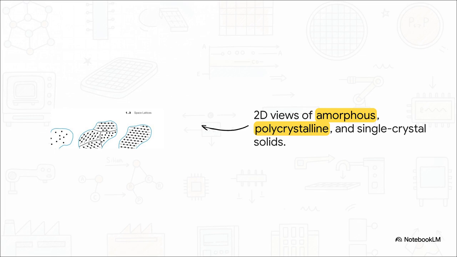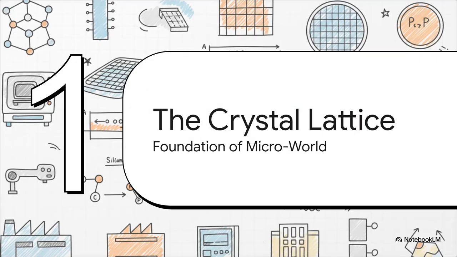This unbroken, pristine order is critical because charge carriers, electrons and holes, need a ballistic, unhindered path to switch states in fractions of a nanosecond without losing energy. This perfect crystal canvas is quite literally the physical medium upon which all modern computing power is painted. Which brings us to Section 5, inside the crystal lattice, the foundation of the microworld.